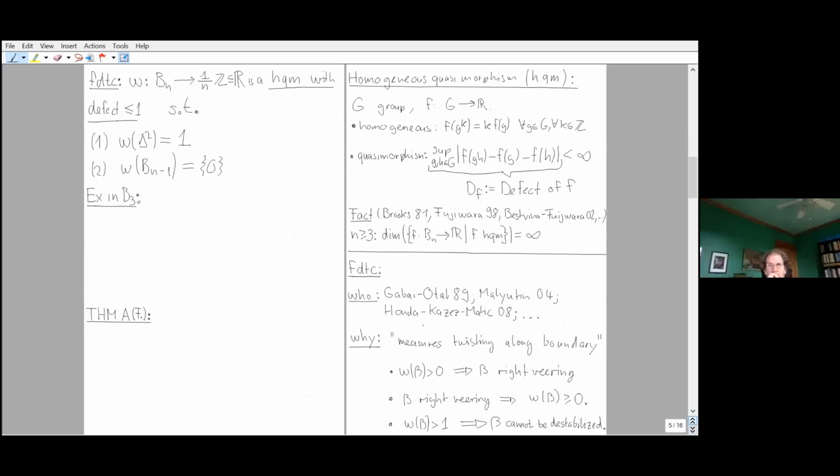So the fractional Dehn twist coefficient, I'm actually only going to give you some properties. I'm not going to define it for you. So it's a map from the braid group to the reals, but it's an honest fraction. It lands in 1 over n times Z, so rationals with the denominator at most n. And it is a homogeneous quasimorphism with defect at most 1. I'm going to, in a second, talk about what that means on the right.